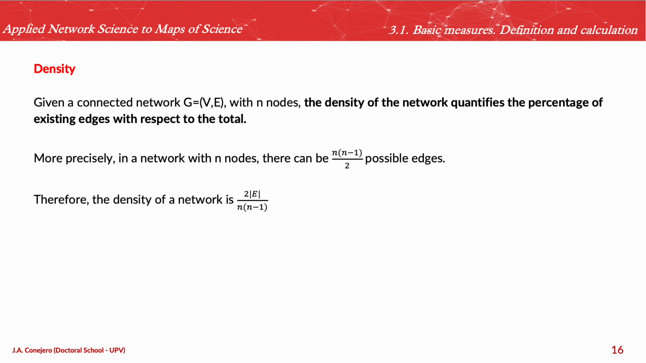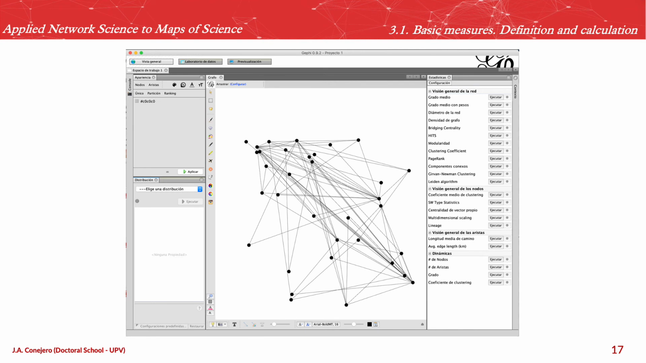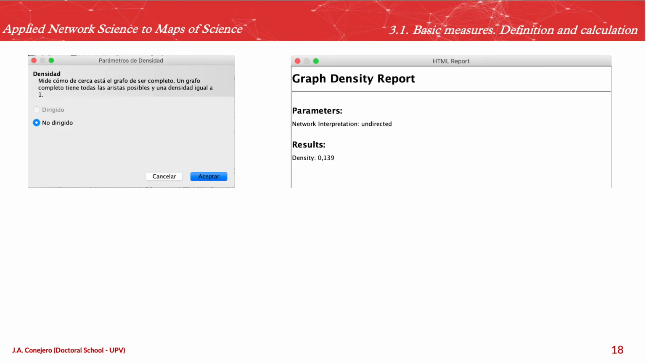Given a connected network, the density of the network is the percentage of existing edges with respect to the total. It means what is the percentage of edges that we have in our network with respect to a complete network, where we would have all possible edges. We can see how this can be computed by going to the fourth option, which is density of the network. When we compute it, we see that the density in this case is 0.39, which is quite a low value. So there are not so many connections.